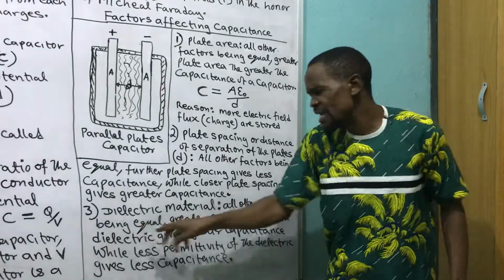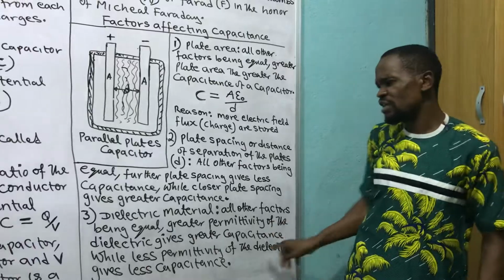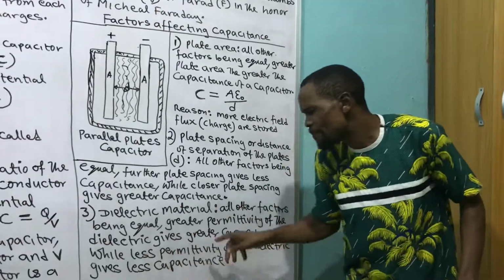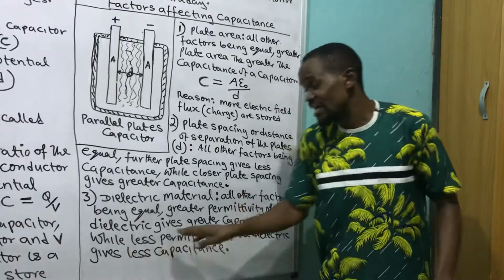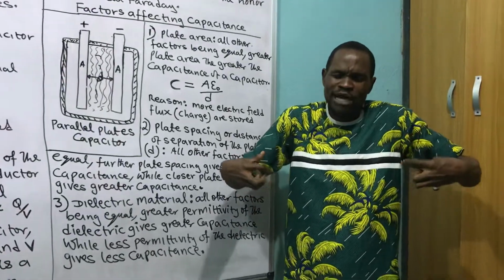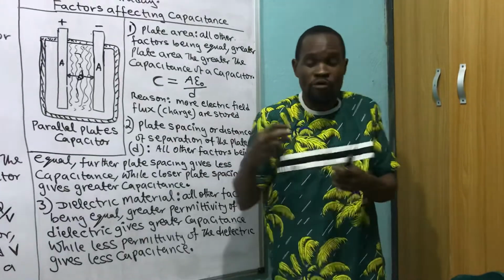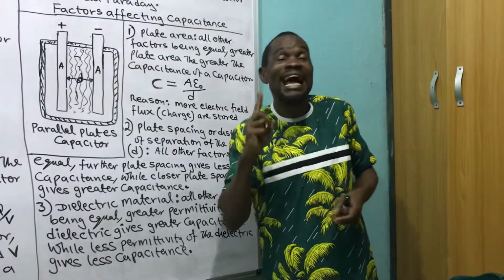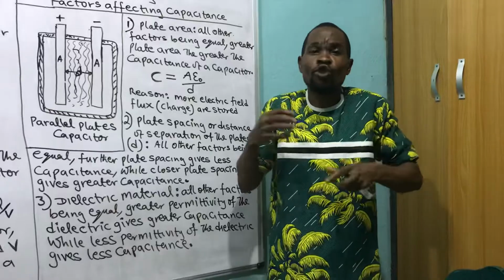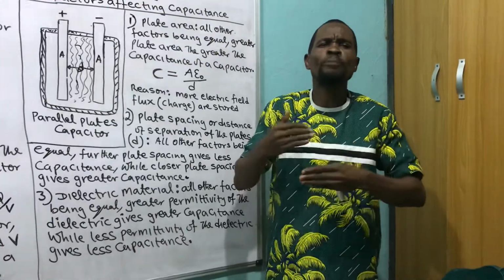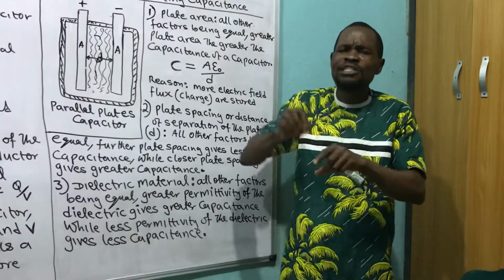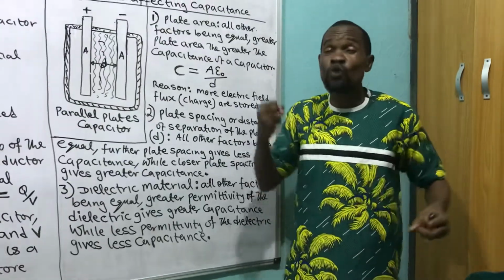All other factors being equal, greater permittivity of the dielectric gives greater capacitance, while lesser permittivity of the dielectric gives lesser capacitance. You see that with a greater dielectric, the capacitor can store and retain the charge for long. For a capacitor to retain the charge for long, it means it has a strong dielectric, just like your phone battery. Your phone battery can retain charge for long. Maybe you charge your phone now, and it lasts for up to 4 or 5 days before it runs down. It means that the dielectric of that phone is strong.